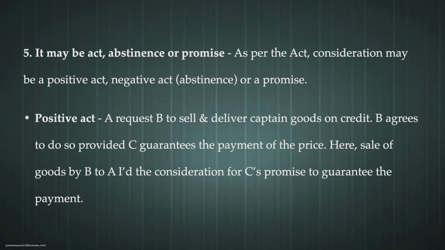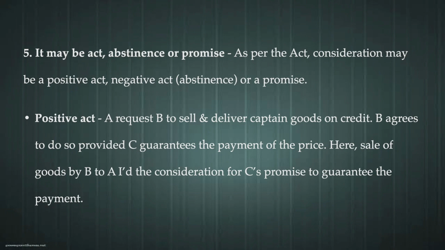Negative act means abstaining from doing something, right? I will pay you rupees 10,000 if you do not build a border around your home. Is that clear? If you do not build a boundary around your home, I will pay you rupees 10,000. Now B didn't have to perform anything. He just had to abstain from performing something. You understand? He didn't have to build a boundary wall around his home. That is abstaining. That's called a negative act.